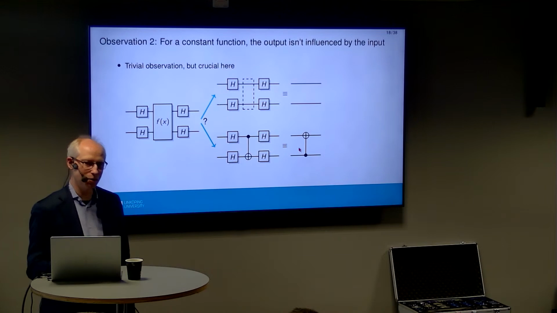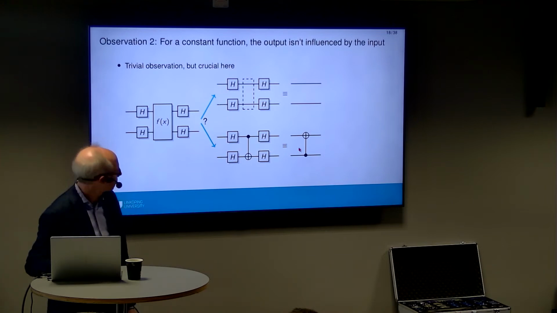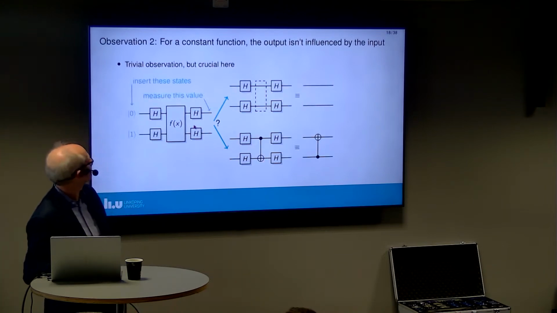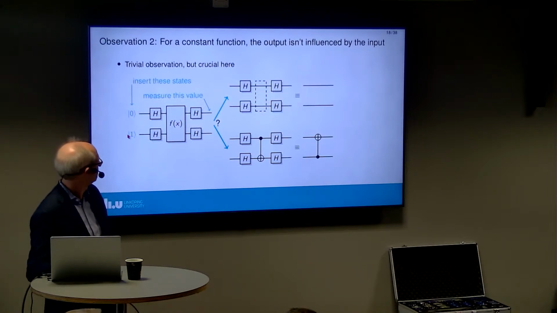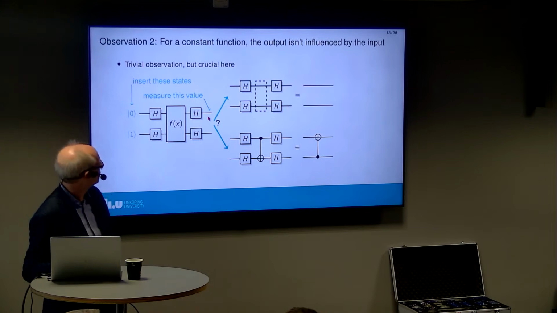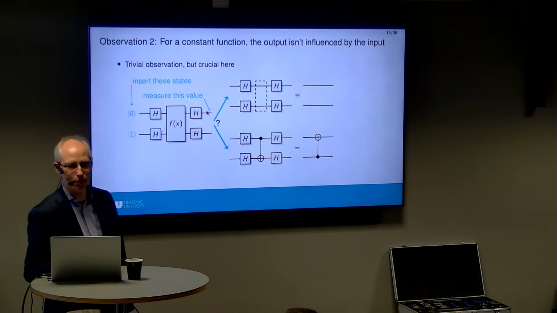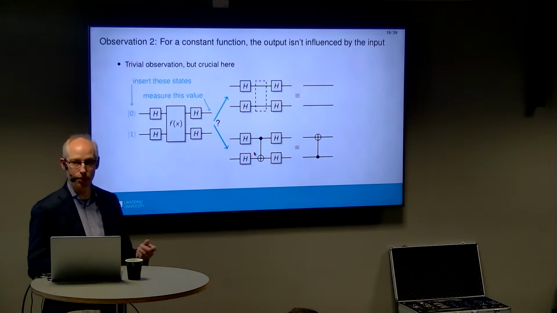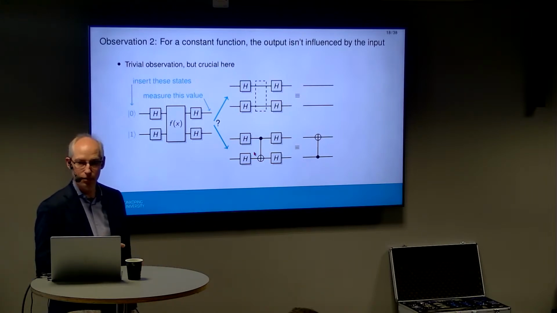So what was the idea of the quantum calculation now? Well, the idea is you insert these states here. And then you measure that value. If that's 0, the algorithm says it's a constant function. If that's 1, the algorithm says this is a balanced function. And the reason is the C0 turns upside down. So phase kickback is responsible here for the effect.